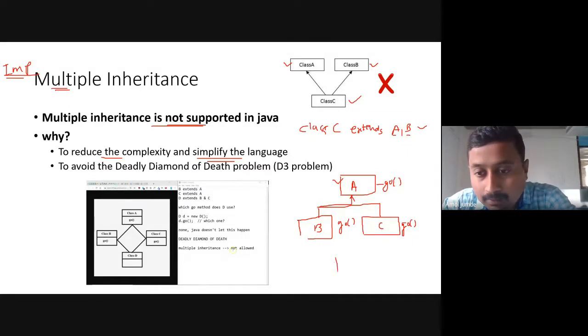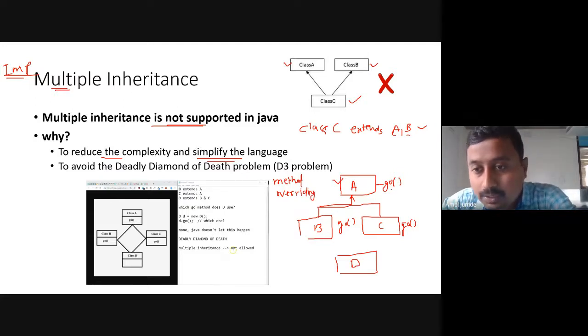Then let's say we have defined D, and there is a concept called method overriding. We are going to see that concept, method overriding. Remember this name. Overloading we have studied, what is this overriding? So I will give you a brief idea.